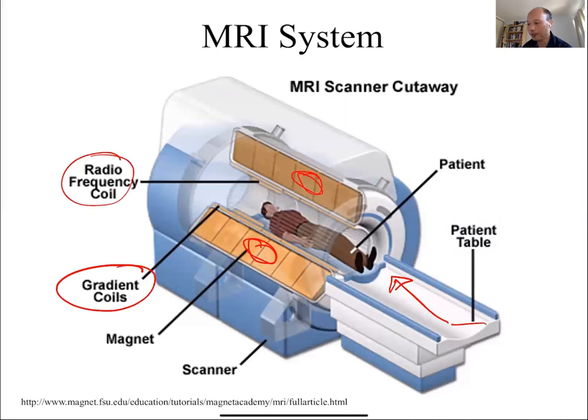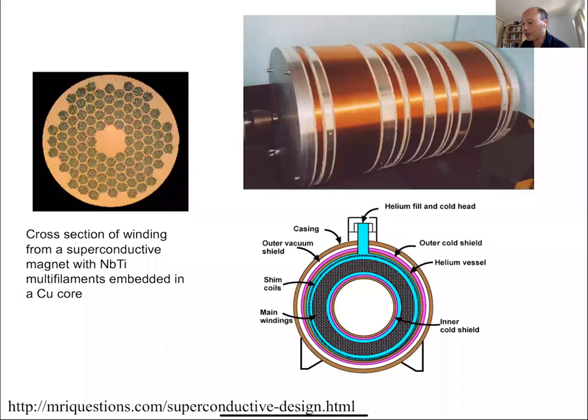So this is a picture of the cross-section of a winding from a superconducting magnet. Typically it uses superconducting material. This is niobium titanium, and these are embedded in a copper core. So this is what one of the wires would look like. Basically you have a lot of these wires to create this magnetic field. And then it's bathed in helium to keep it at very low temperatures, because we're counting on the superconducting properties such that there's almost zero resistance in the wires once they're superconducting.